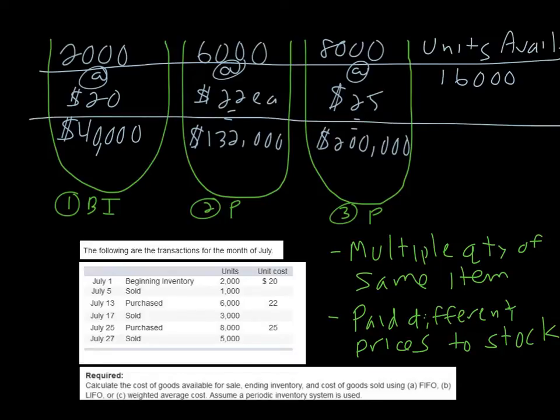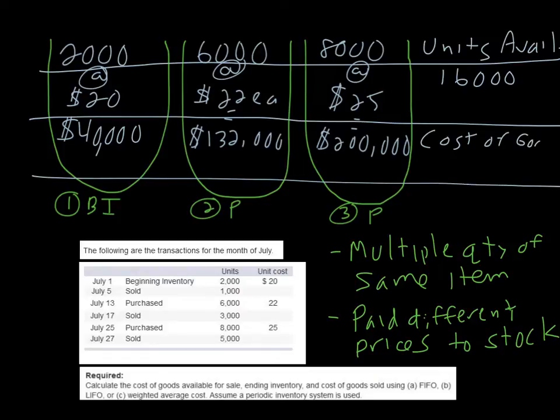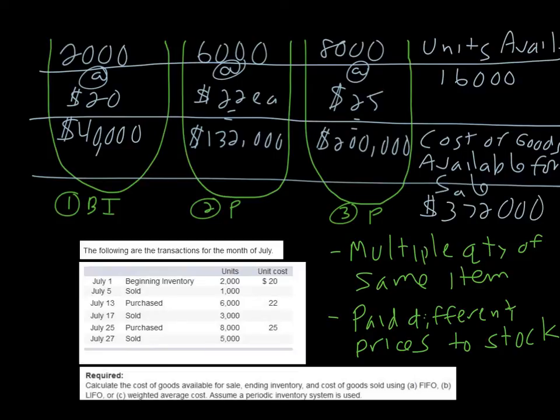If I sum these up, this bottom part is going to be called cost of goods available for sale. And how much is that? I have my 40,000 plus my 132,000 plus my 200,000. My cost of goods available for sale is $372,000. All right, so those are your first steps when you're doing any of these problems. You want to figure out how many do I have available to sell. 16,000, my beginning inventory plus my purchases. That's the formula for units available for sale.